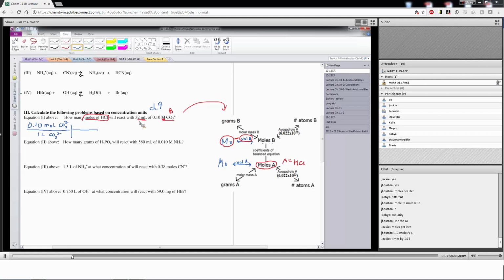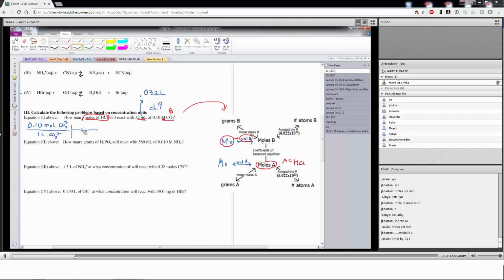Perfect. They gave me the volume of the carbonate solution. Now be very careful because this is milliliters and I want liters. That's going to be 0.032 liters. Okay. So very careful with that.